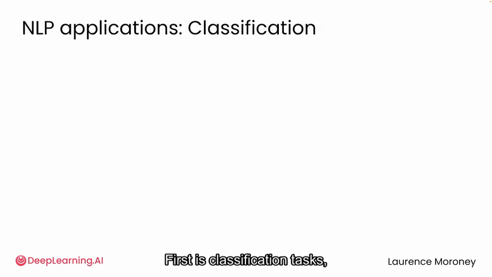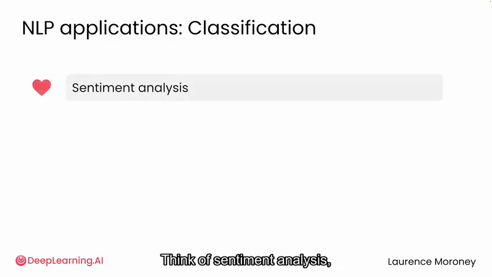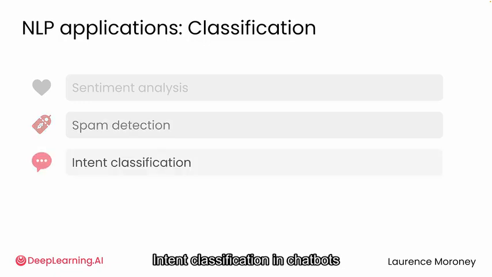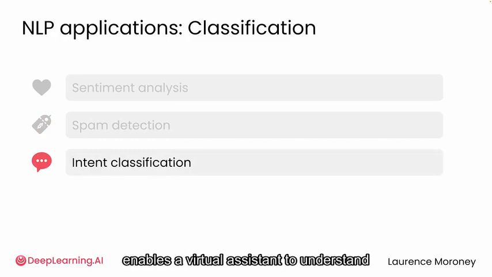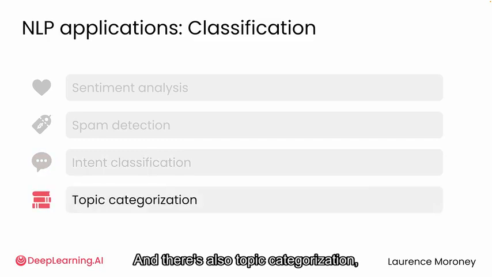First is classification tasks, where the goal is to assign labels to entire pieces of text. Think of sentiment analysis, which helps businesses instantly gauge how customers feel about their products based on reviews or social media posts. Or spam detection, which filters out unwanted emails before they hit your inbox. Intent classification in chatbots enables a virtual assistant to understand whether you're asking about your account balance or requesting technical help. And there's also topic categorization, where news articles or documents are automatically sorted by subject.